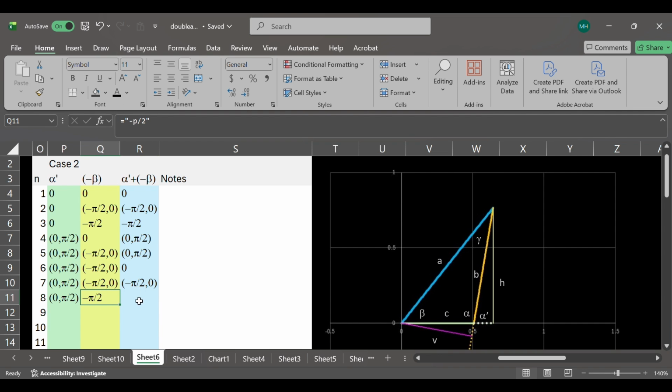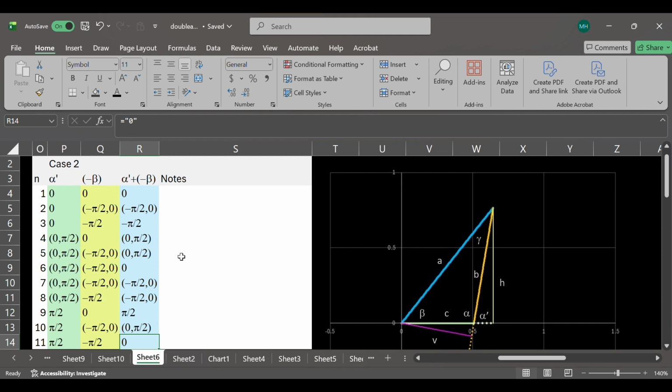And then if beta were negative pi over 2, then the sum would be negative acute. If alpha prime is pi over 2 and minus beta is 0, then we have pi over 2. If it were negative acute, we get acute. If we get minus pi over 2, then we get 0.